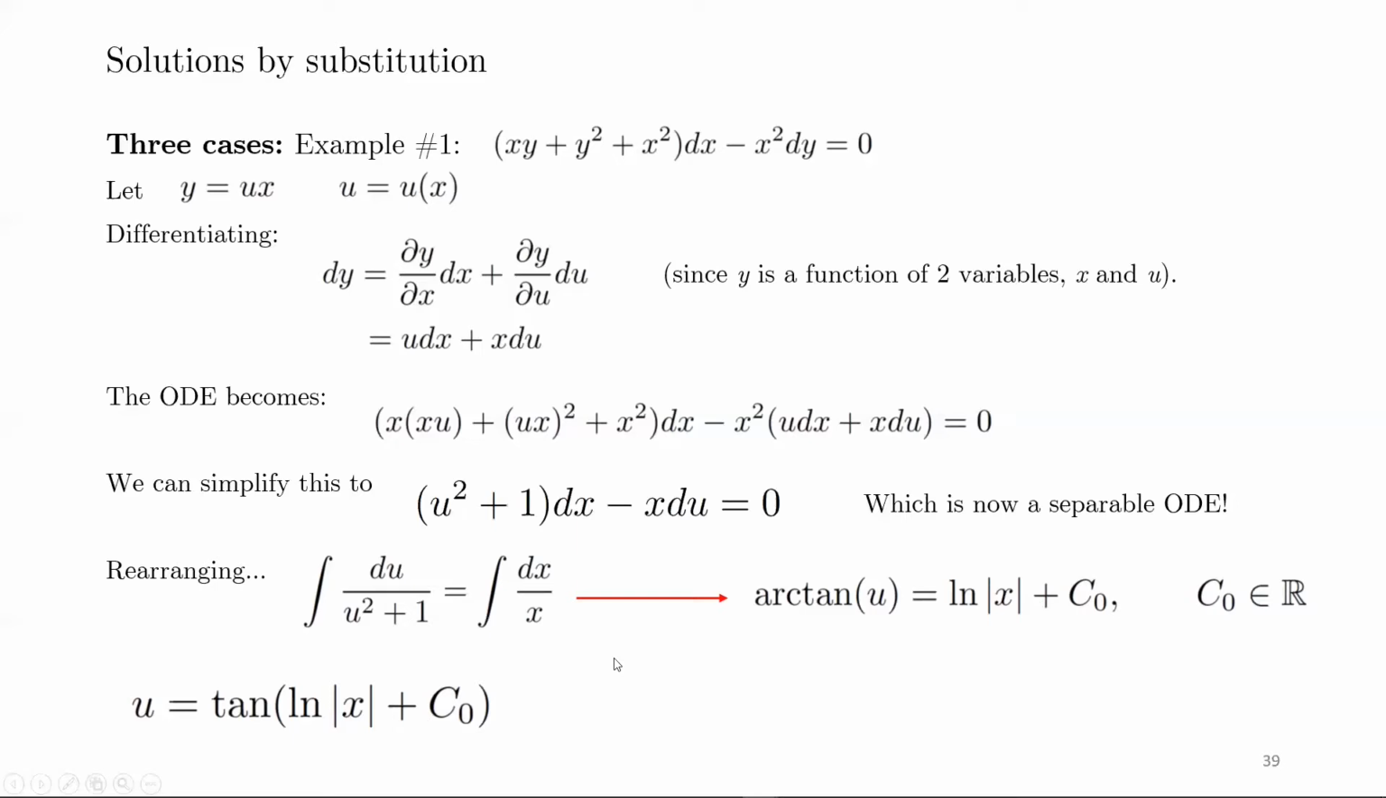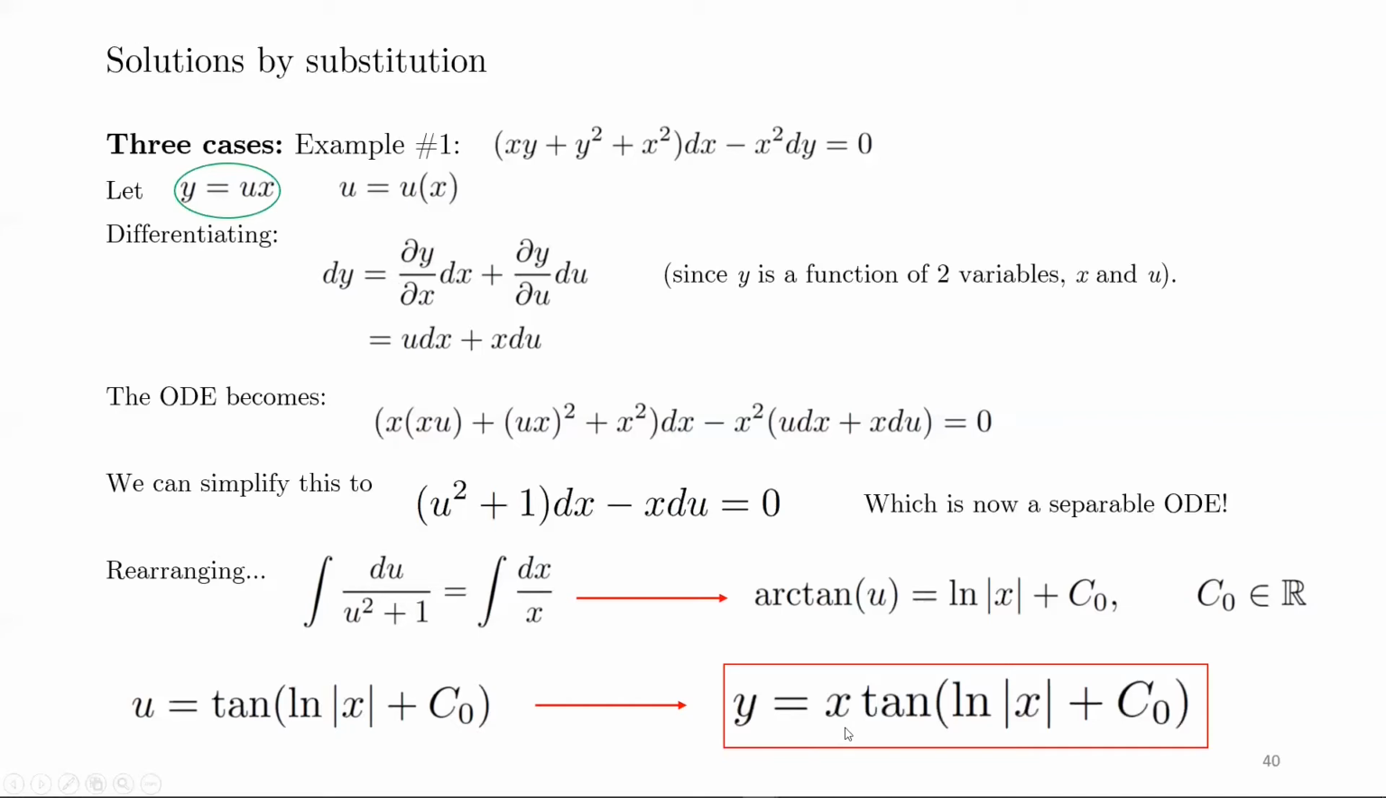And then finally I can rewrite this solution in terms of the original dependent variable y, because I can see from up here that u is equal to y over x. So if I just rearrange this equation for u equal to y over x, y is going to be equal to x times tangent of log x plus c0.